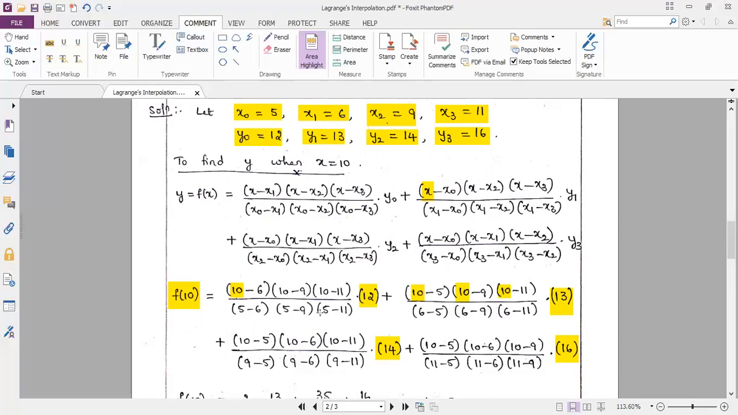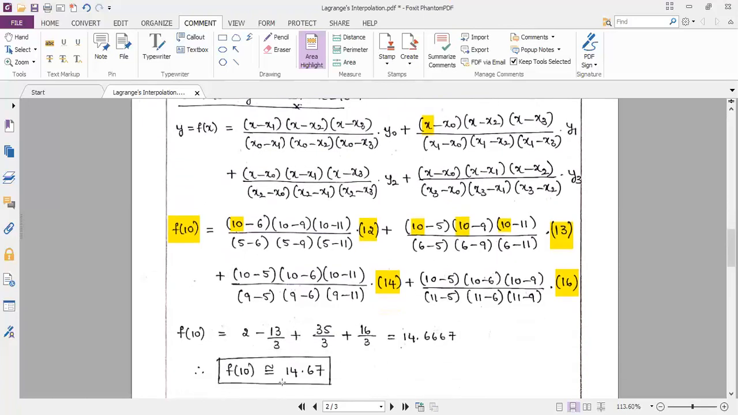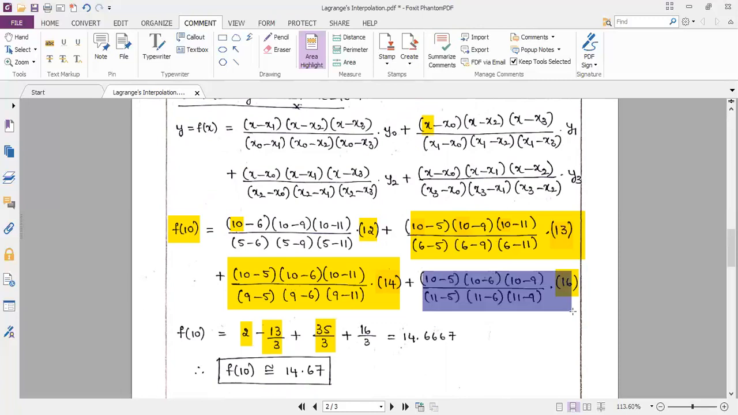So evaluating these terms using a calculator, we get the first term evaluates to 2, the second term evaluates to minus 13 by 3, the third term evaluates to plus 35 by 3, and lastly the fourth term evaluates to 16 by 3. The sum is approximately equal to 14.6667. So we round off our answer to two decimals for convenience. So we obtained f of 10 is approximately 14.67.